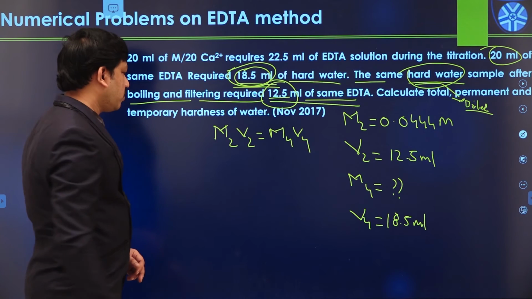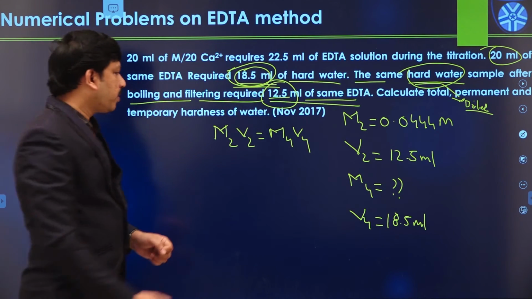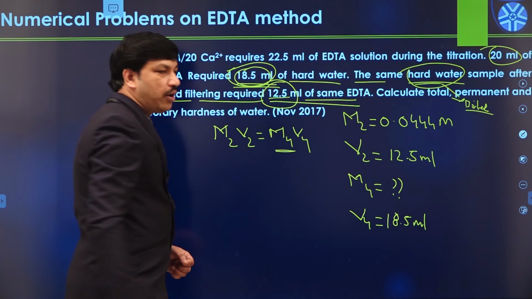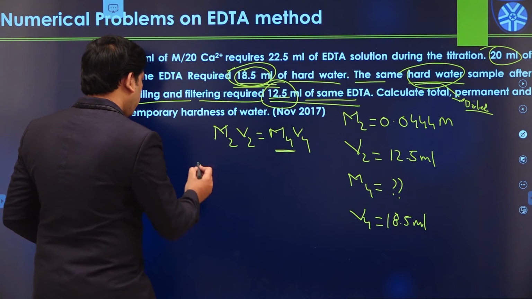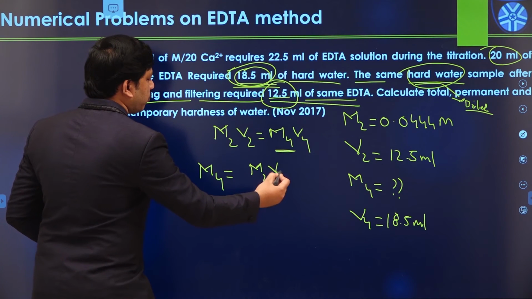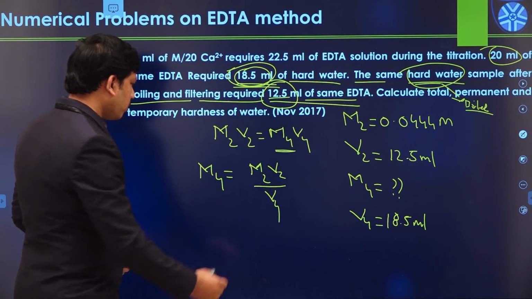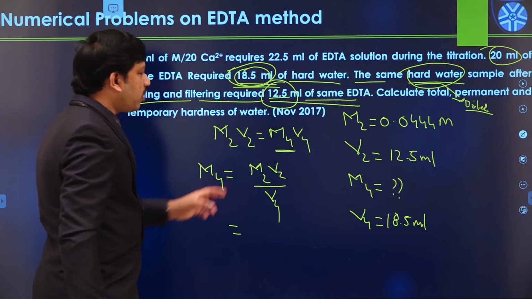V4 like this. From this formula, what is the unknown value? M4 is the unknown value. So therefore, M4 is equal to M2 V2 by V4. Okay. Now substitute all the values.